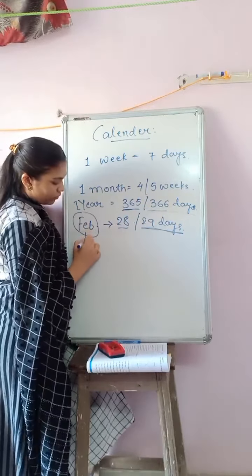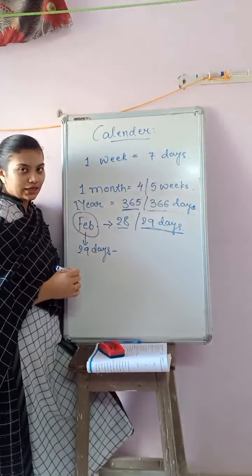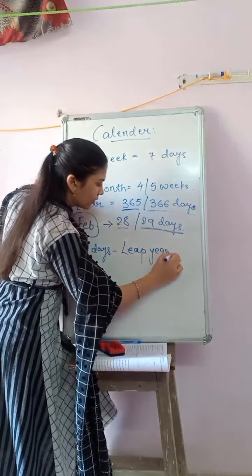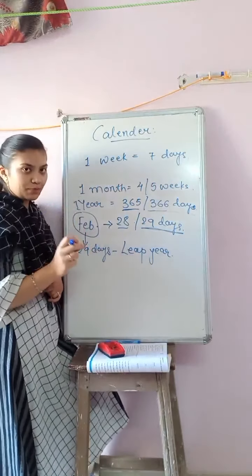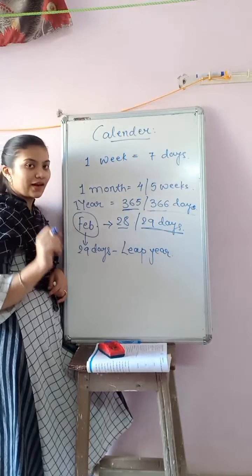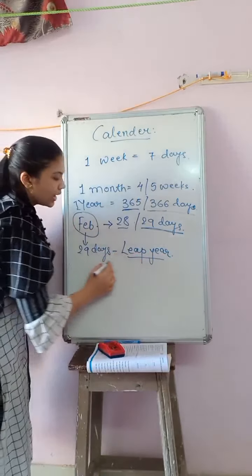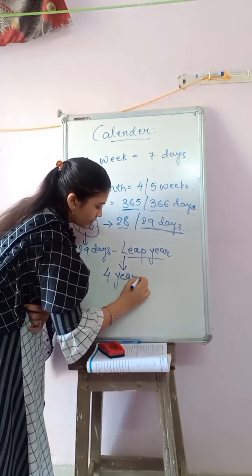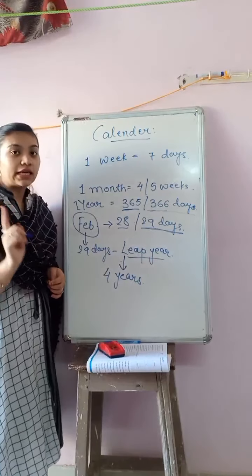Whenever February has 29 days, जब फरवरी में 29 days होंगे, that year is called a leap year. Why leap year? Because February has 1 day more. क्योंकि फरवरी के पास ज्यादा एक दिन होता है. That's why it's called a leap year. And a leap year comes once in 4 years. वो 4 साल में एक बार ही आता है.